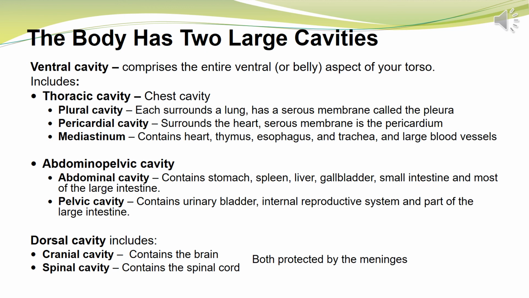And then the second type of large cavity of your body is the dorsal cavity, which is really just one continuous cavity, but we like to differentiate between the two portions of this cavity. So we have the cranial cavity, which contains the brain, and the spinal cavity, which contains the spinal cord, and both of these are protected by membranes called the meninges.